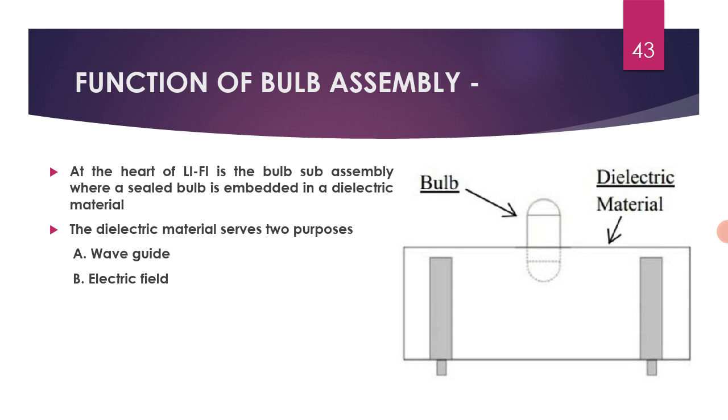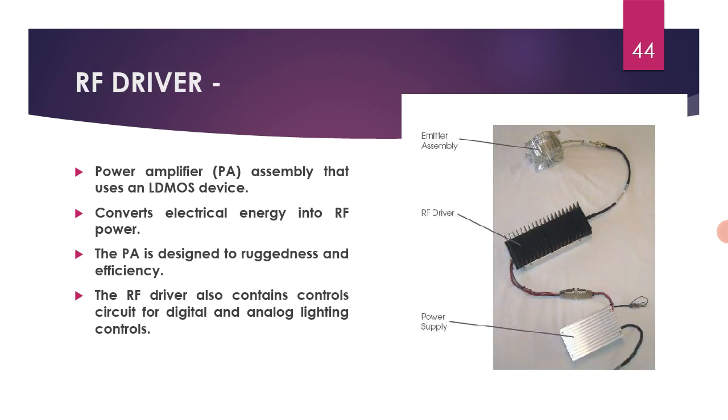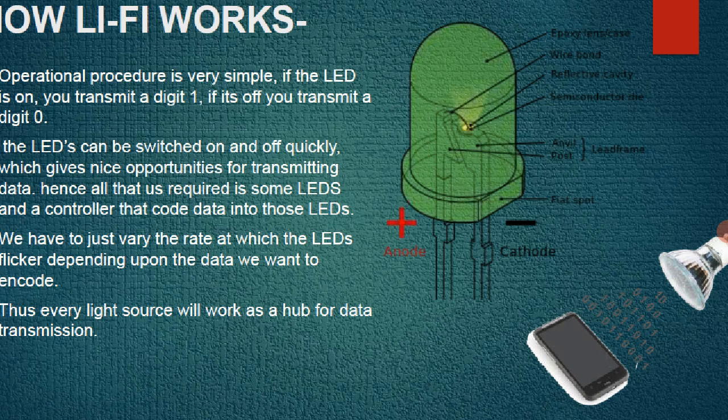How we assemble the bulb: the bulb is placed on a dielectric medium, and this dielectric medium serves two purposes, one as a waveguide and the other for the electric field. A waveguide guides how the waves propagate in the channel. The RF driver, as I already said, is used to convert the electrical signals into RF power in another form. And how Li-Fi works.